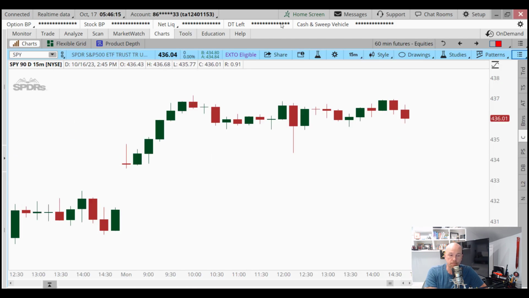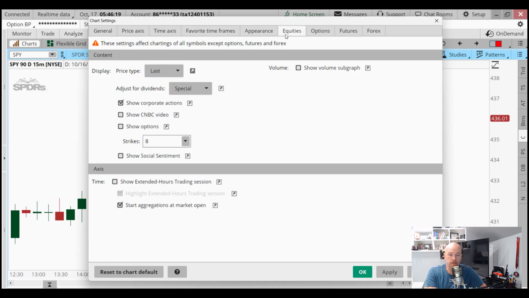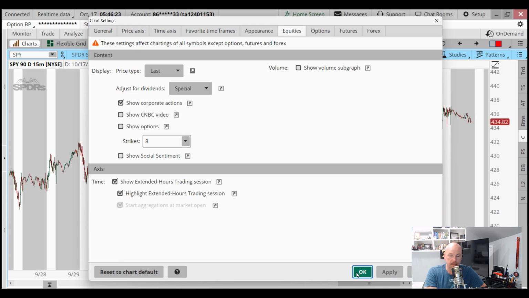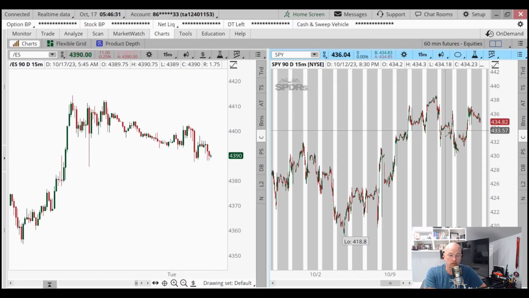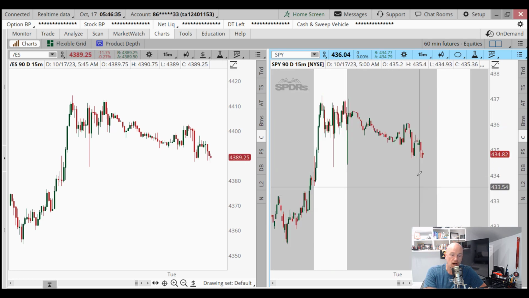So if I want to look at the pre and the post market trading of these equities, I can turn it on to show extended hours. And now I see the pre and post market trading highlighted here in the gray. Why does that matter? Well, if I just zoom in on yesterday's price action, I will see essentially now a very similar look and feel to what we're seeing in the futures market.